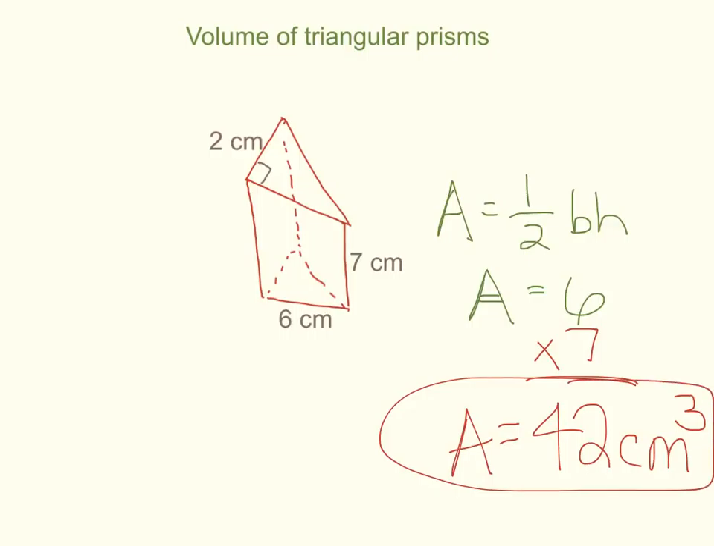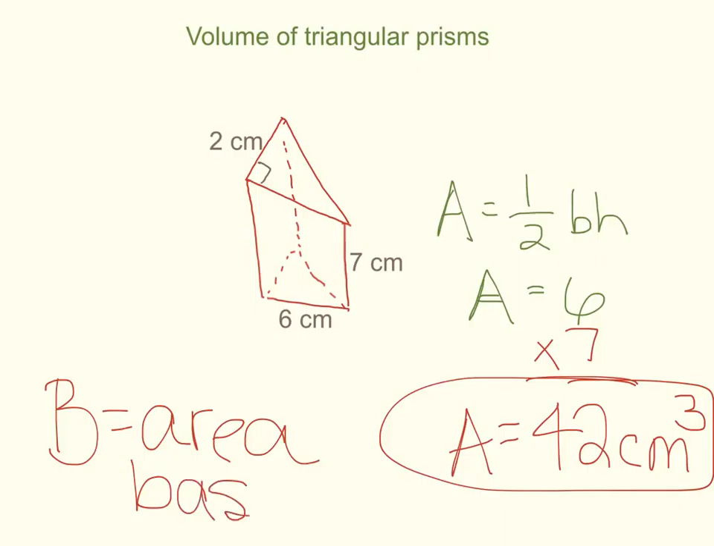So always remember that the big B represents the area of the base. Whatever that base may be, you have to use the formula for that base to find the big B and then multiply it by the height of the object.